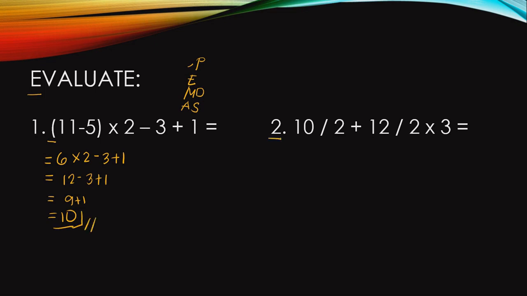Here we have our second equation: 10 divided by 2 plus 12 divided by 2 times 3. Let's solve. We do division first, because it comes first from left to right, then multiplication, which comes last. So 10 divided by 2 is 5, plus 12 divided by 2 is 6, times 3. Then multiplication: bring down 5, plus 6 times 3 is 18. So 5 plus 18 is 23. This is now your answer, using the PEMDAS rule in evaluating the two equations.